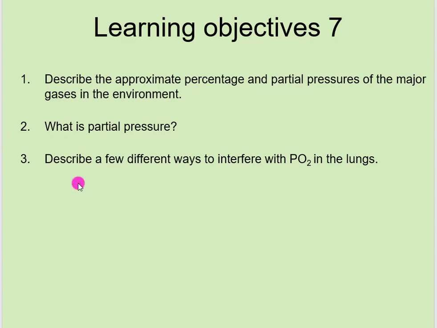This is lecture number 7 in the respiratory system, and in this video we want to look at this idea of partial pressure. Once we understand partial pressure, we'll look at the partial pressure of the major gases in the environment, as well as the approximate percentage of each of those. And then we want to look at a few different ways to interfere with partial pressure of oxygen in the lungs. So PO2 is just a shorthand way of saying partial pressure of oxygen.